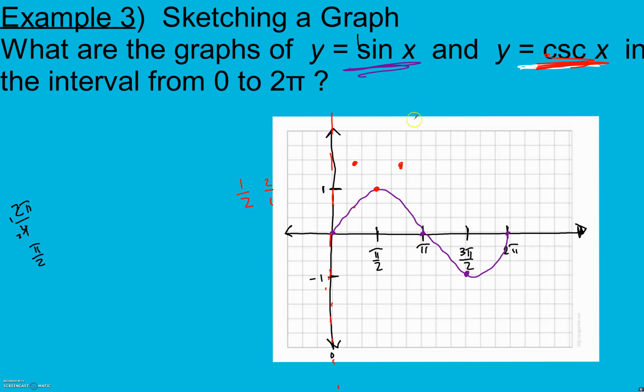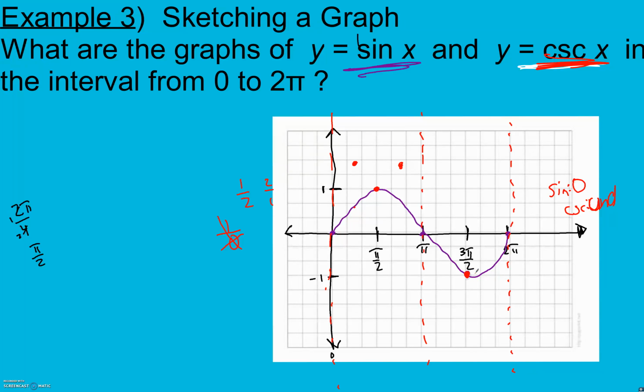Okay, again 0. I can't have 0. When I take the reciprocal it's 1 over 0. Can't do that, so it's an asymptote. Same thing here. 1 over 0, we can't do. So when sine is 0, cosecant of 0 is undefined. We draw in the asymptote.